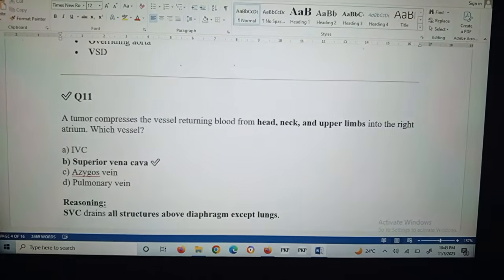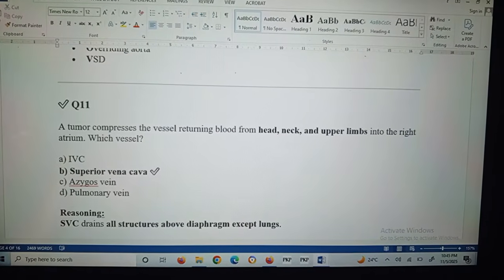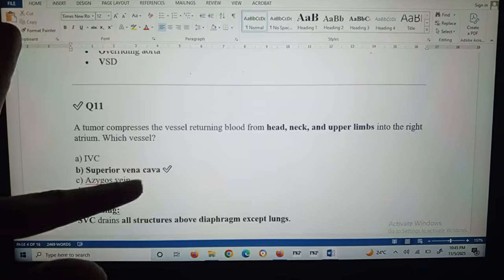Question number 11: a tumor compresses the vessel returning blood from the head, neck and upper limbs into the right atrium. Which vessel is damaged? The superior vena cava, which drains all the structures above the diaphragm except the lungs.